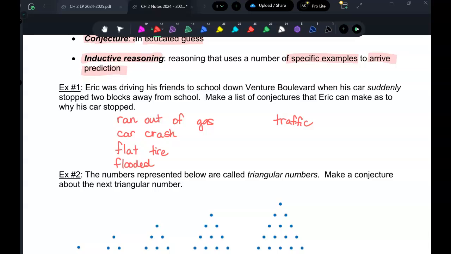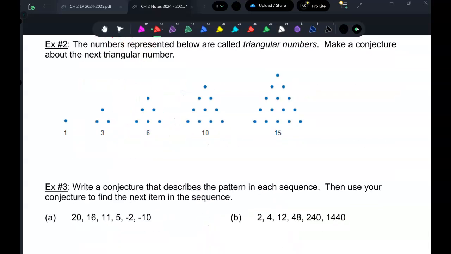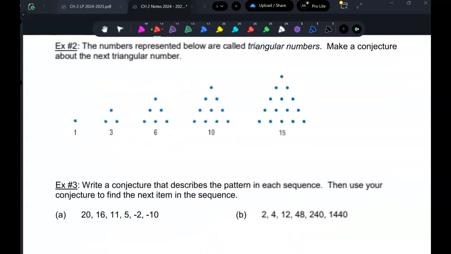Okay, but we don't know any of the right answers unless we had more information to go on, right? So these are all a list of conjectures. So these are what we consider our educated guesses. Some conjectures that wouldn't make sense would be spontaneous combustion. What else? A herd of zebra crossing the street, right? Like that doesn't make sense on Ventura Boulevard. So we want to make sure when we're making our guess that it makes sense.